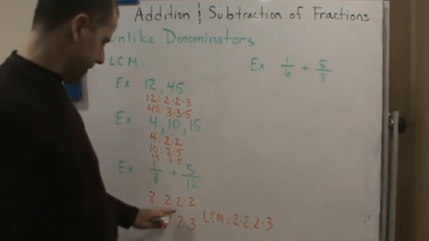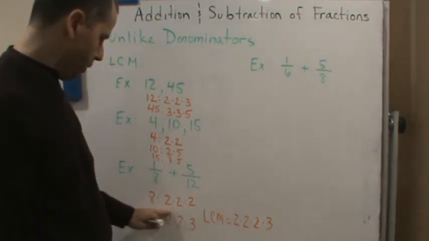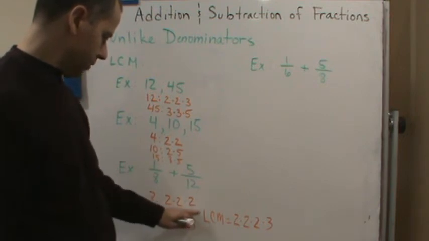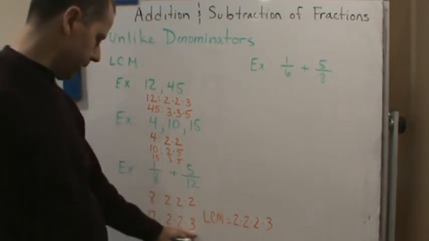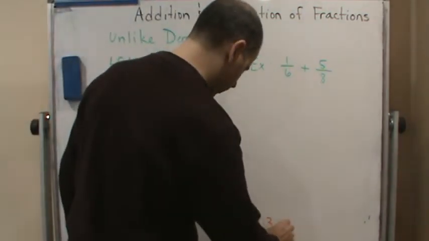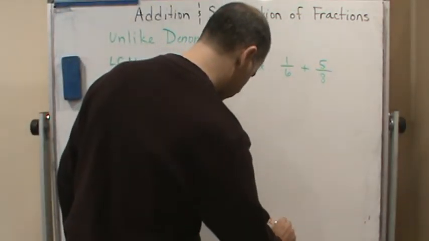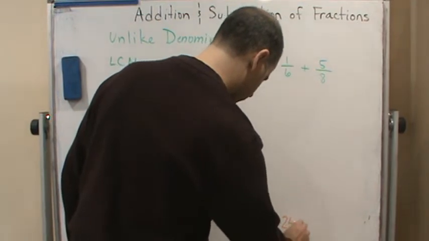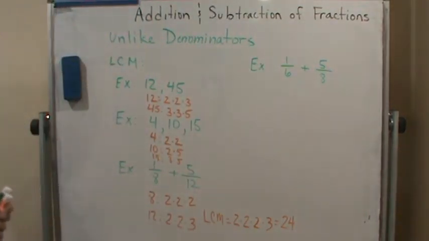Okay, so I take the largest, the one with the most 2's, right? So that's going to be these 3. And then the one with the most 3's, which is this one. So then I multiply those together, and guess what? You're going to get 24. So the least common divisor turns out to be 24. Much better than 96. Okay?